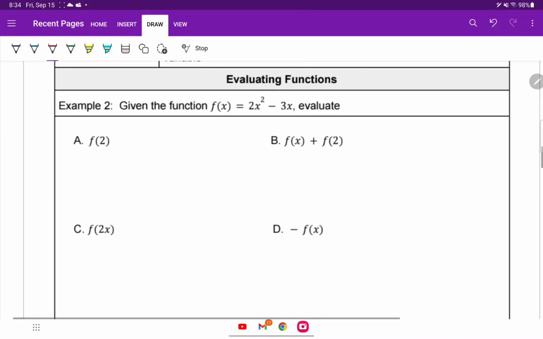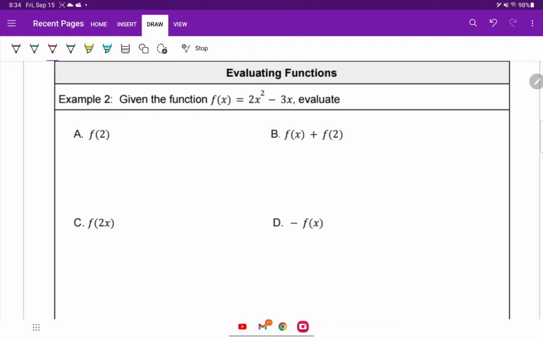Okay, so here we're going to evaluate functions. Given that f of x equals 2x squared minus 3x, evaluate the following. Here all we're doing is recalling what we did a moment ago. This is actually f of x equals y. So we're going to take that value of 2 and plug it in for every time we see x, and we're going to simplify it. So for this one here, I'm going to say f of 2 equals, and then we're going to write the expression 2 parentheses. Here the x changes to a 2 squared minus 3 times 2.